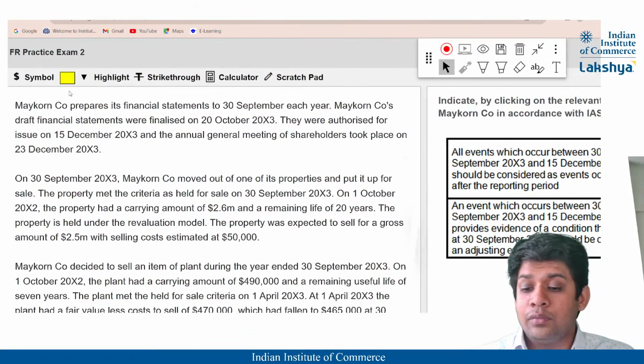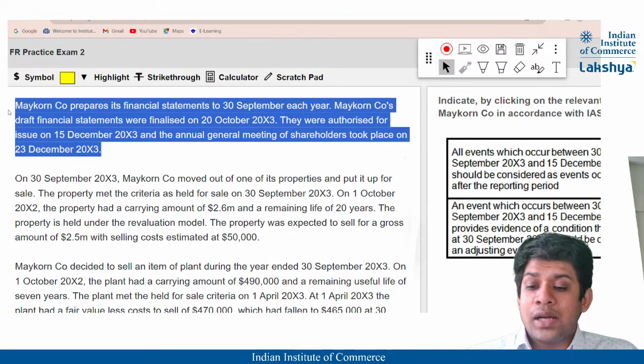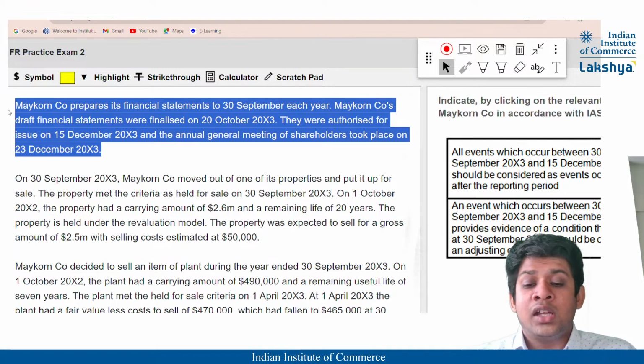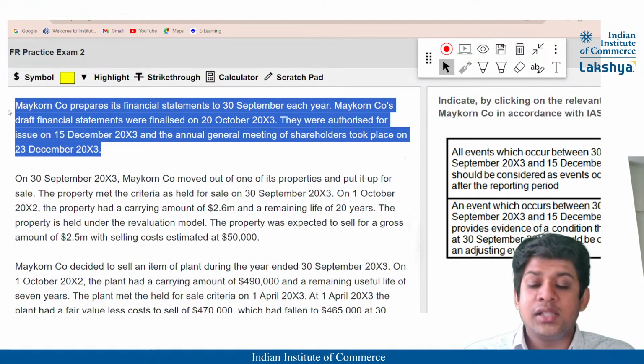Macon Company prepares its financial statements to 30th September each year. Macon Company's draft financial statements were finalized on 20th October 2013. Okay, so that means their year end is 30th September, but their draft financial statements are prepared on 20th October 2013.